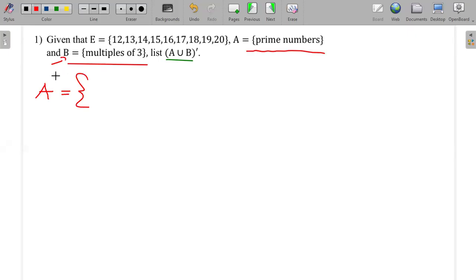So what are prime numbers? Prime numbers are simply the numbers that only have 2 factors, itself and 1. What does that mean? It means when I get that number, there's no other number that I can divide it with without leaving a remainder. Any number that I divide it with, apart from itself or 1, is going to give me a remainder.